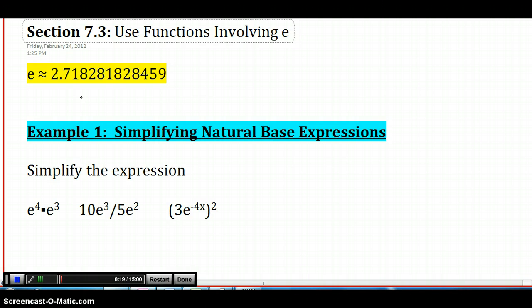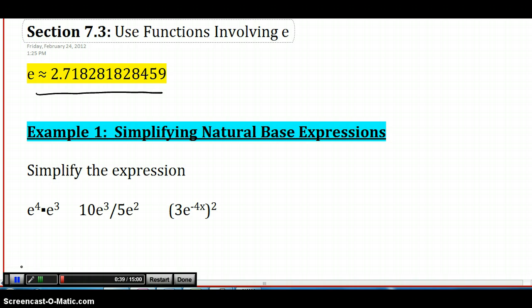E is called a transcendental number, just like pi. Pi is a transcendental number. It means that it goes on forever and ever and never repeats. So that's why we have an approximation of e. There is a button on your calculator that gives you e, and we'll go through that more in class.